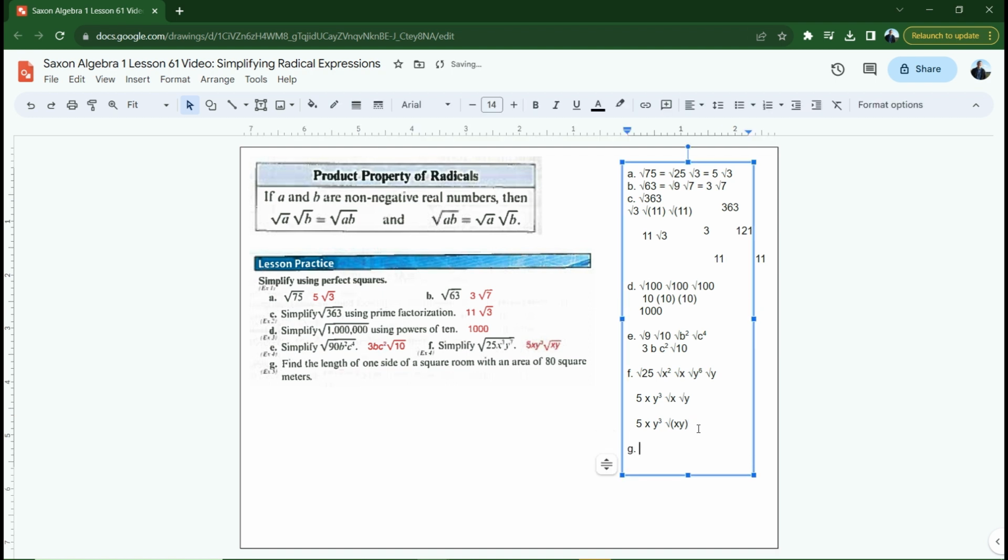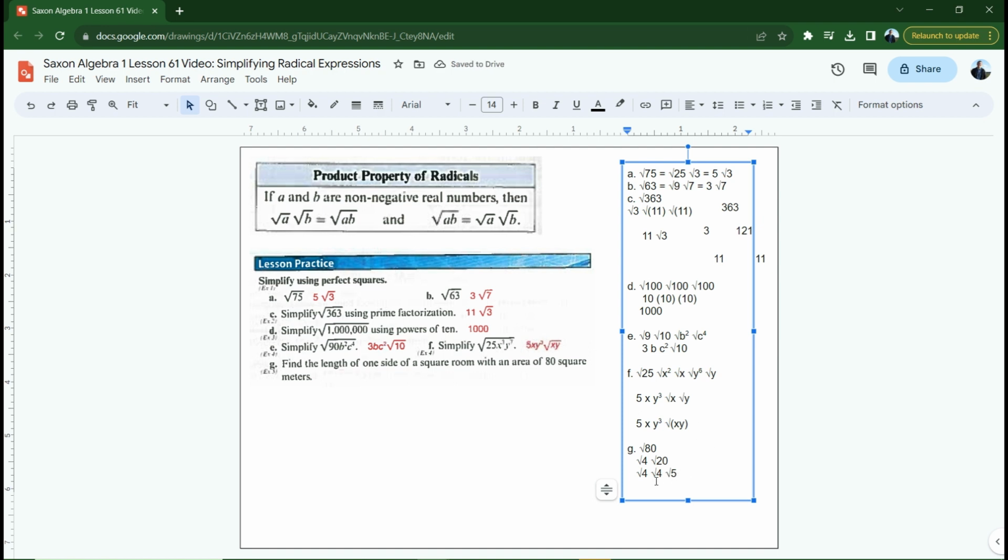Finally, letter G. Find the length of one side of a square room with an area of 80 square meters. Okay, so let's see. 80 can be simplified to make it 4 times 20. So this would be the same as the square root of 4 times the square root of 20. 20 can be simplified, though. By the way, this is the square root of 80. 20 can be simplified to get a perfect square factor out too, because 20 is the square root of 4 times the square root of 5.